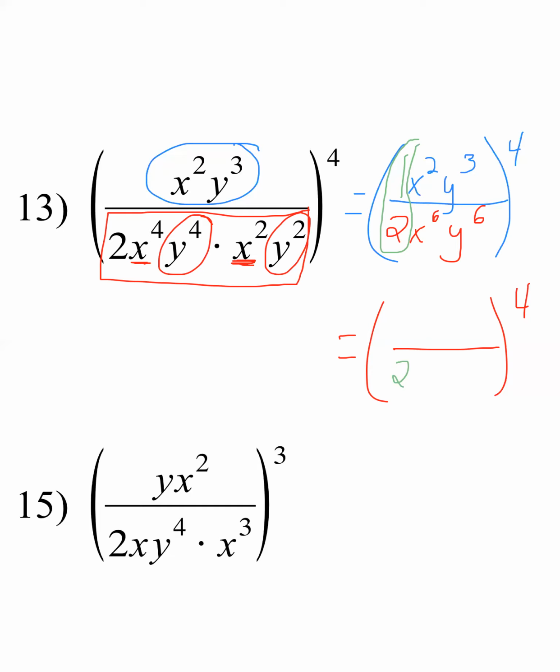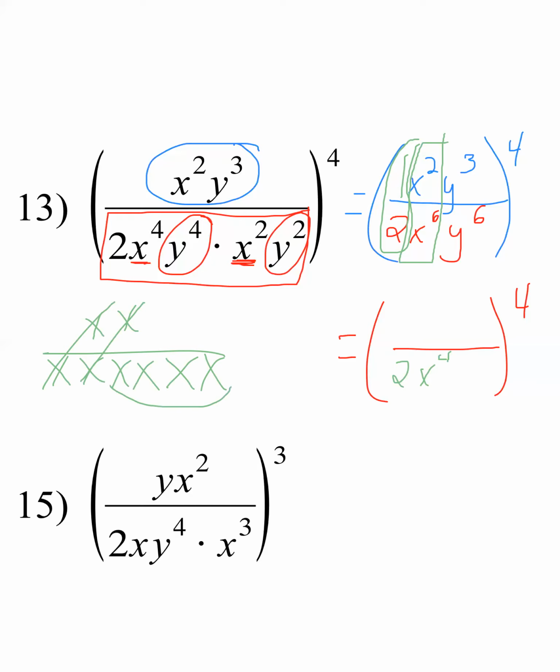Now let's look at the x's. If you have 2 x's on the top and 6 x's on the bottom, and you were to cancel them all out, what would you be left with? Hopefully you're saying I would have x to the 4th on the bottom, right? Visualize it: 2 on top and 6 on the bottom, 1, 2, 3, 4, 5, 6. Then you cancel out what you can. Look what's left, x to the 4th on the bottom.